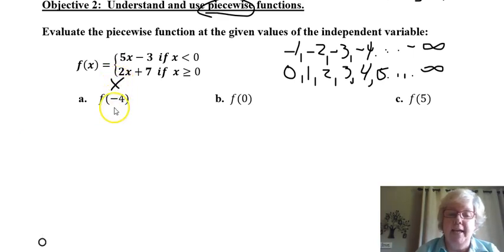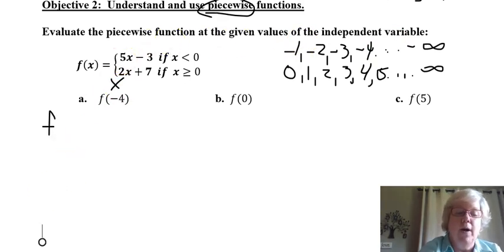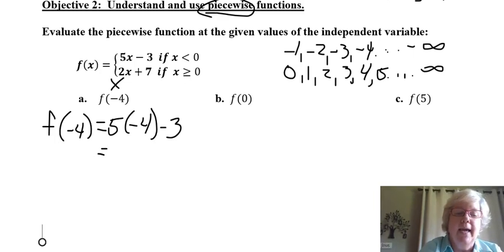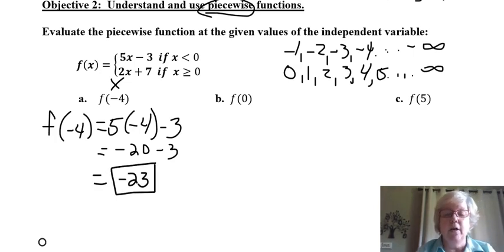Since my first x with example A is a negative number, it must be used with the top or the first part. So I will say f of -4 is equal to 5 times -4 minus 3, and I will work that out, and my final answer is -23. Just because the piecewise function had two different parts to it, I do not get two answers for one problem. I get one answer. You will get the wrong answer if you use the wrong part.